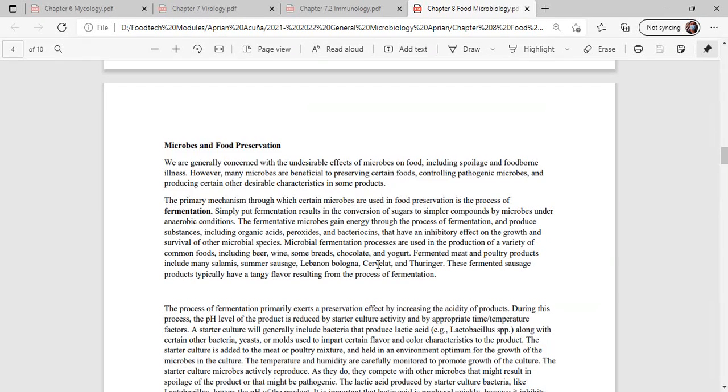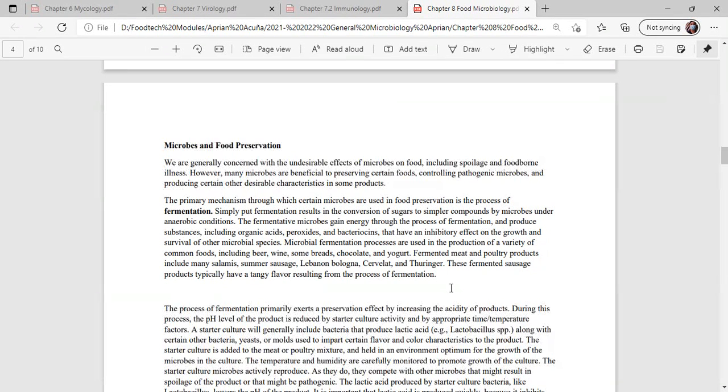gain energy through the process of fermentation. The produced substances, including organic acids, peroxides, and bacteriocins, have an inhibitory effect on the growth and survival of other microbial species. Therefore, no contaminant can grow aside from the fermenting microorganism there. Microbial fermentation processes are used in the production of a variety of common foods, including beer, wine, some breads, chocolate, and yogurts.